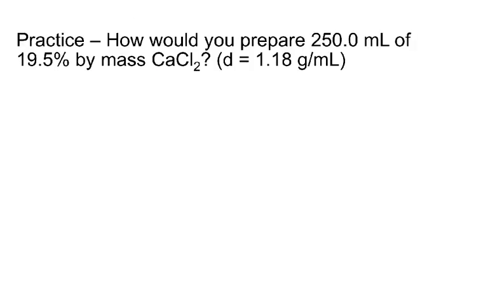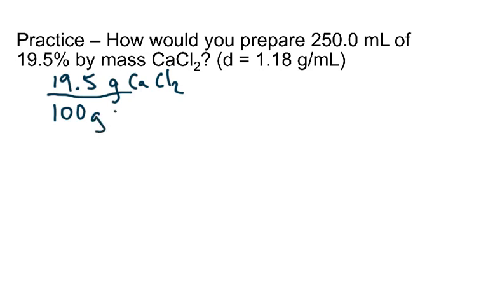So let's work through an example of that. How would you prepare 250 milliliters of 19.5% by mass calcium chloride? And the density of that solution is 1.18 grams per milliliter. So percent by mass means that we need 19.5 grams of calcium chloride in 100 grams of solution. And we know we need 250 milliliters of it.